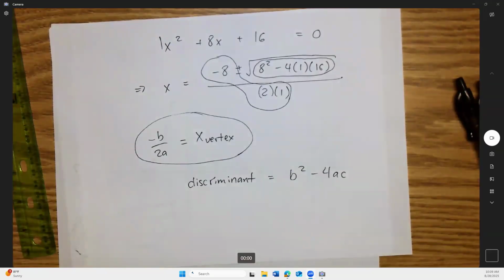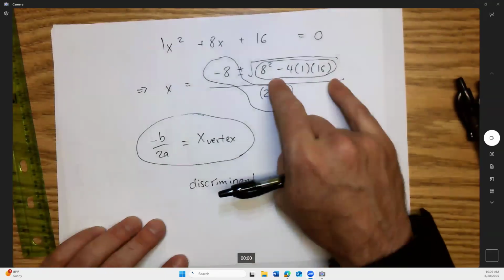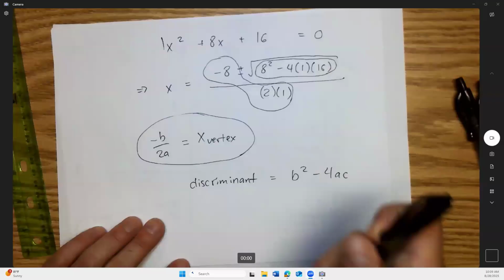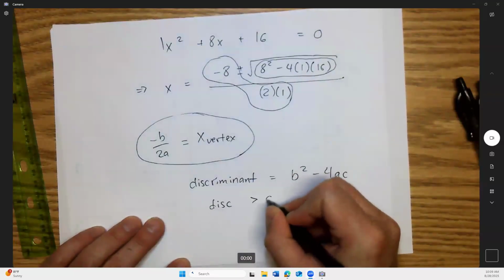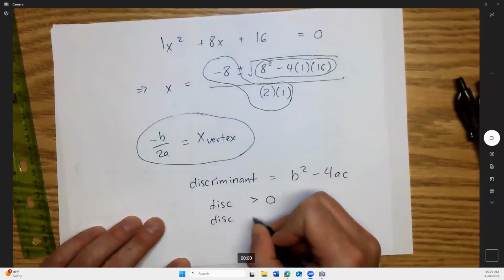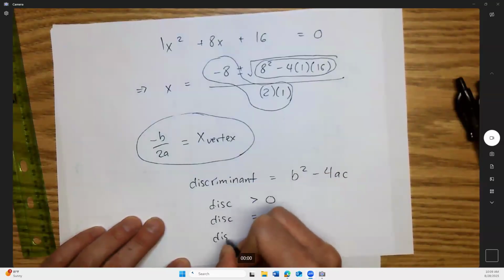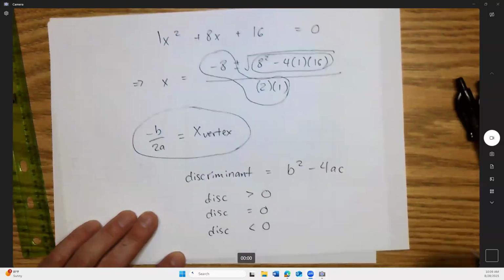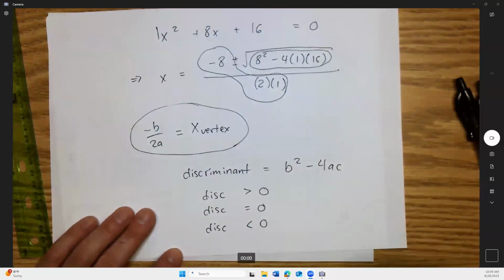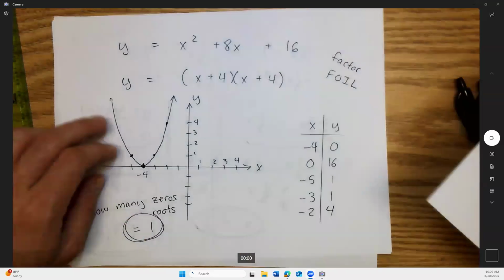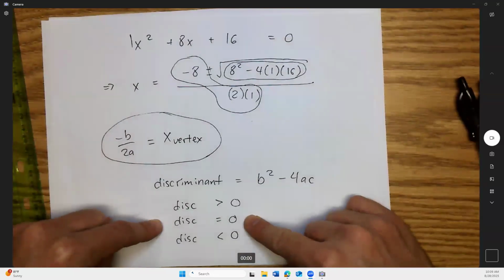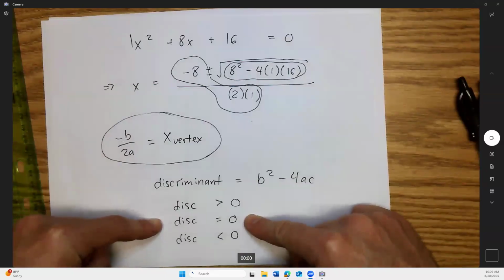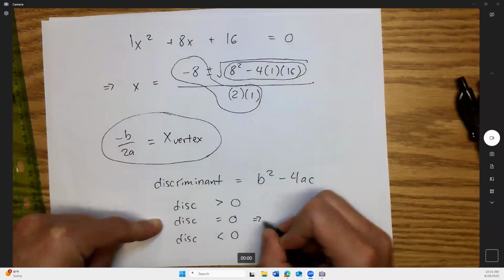So I circled the discriminant. If the discriminant is greater than 0, if the discriminant is equal to 0, or if the discriminant is less than 0, those each correspond to some scenario about this graph. Guys, what does it mean? Let's start with the middle one. If the discriminant is equal to 0, what does that mean about the graph? One solution.